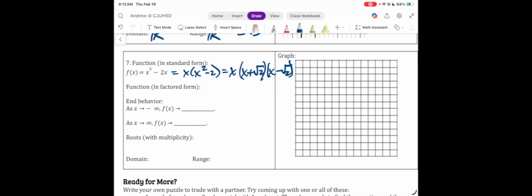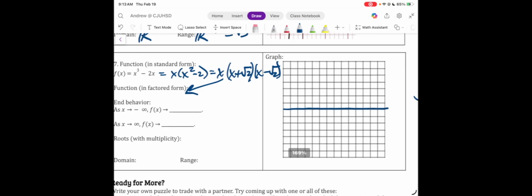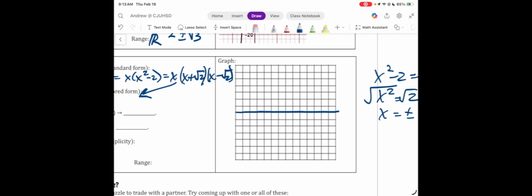That's the factored form. That actually goes down here. Well, let's see. You can actually see the roots at radical 2 on a graph. Radical 2 is about, I think it's 1.4. So you have a root at 0, a root at about 1.4, and a root at negative 1.4.